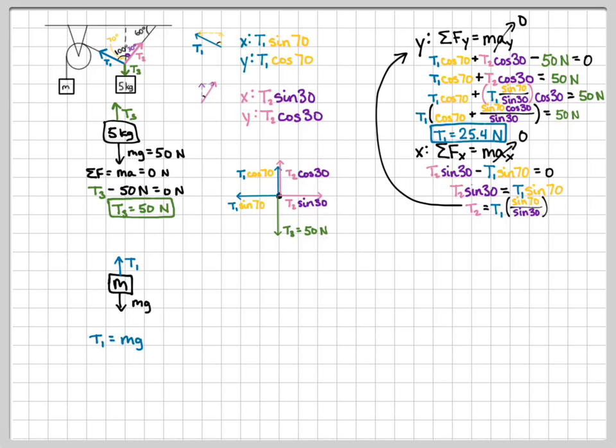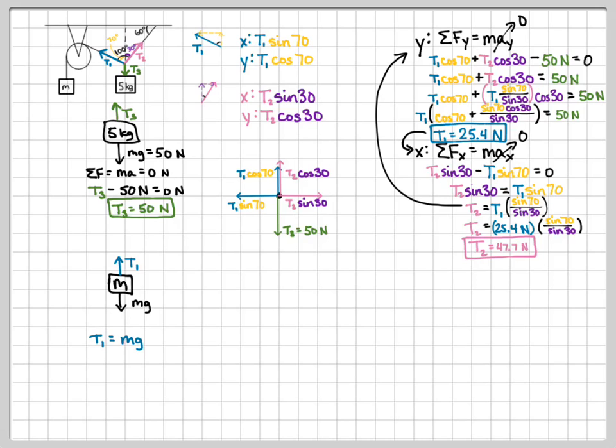With that T1, I can plug that into my second equation, my x equation. So I get T2 is equal to 25.4 times sine 70 over sine 30. When I plug that in, I get T2 is equal to 47.7 newtons. Okay, so we know all three tensions now. Our T3 was 50, our T1 was 25.4, our T2 was 47.7.